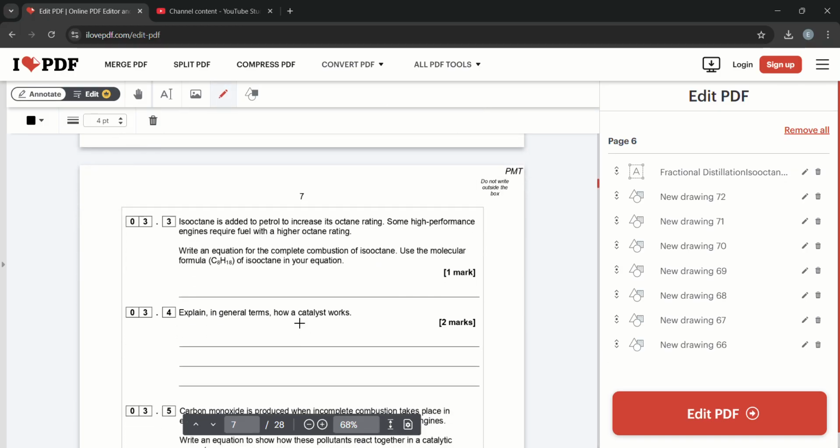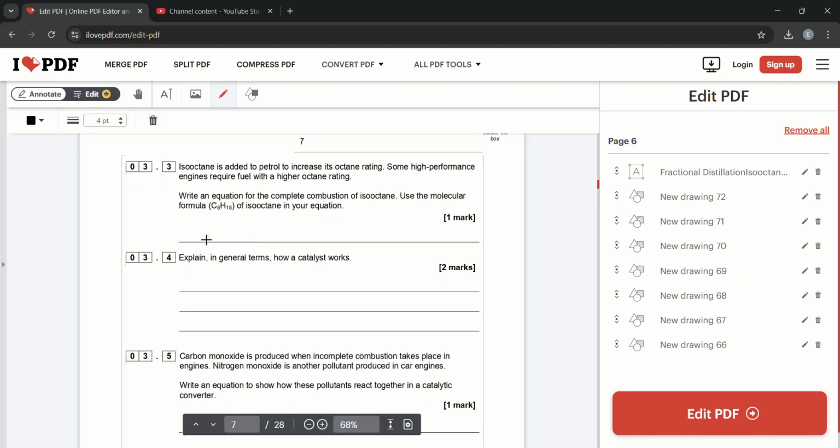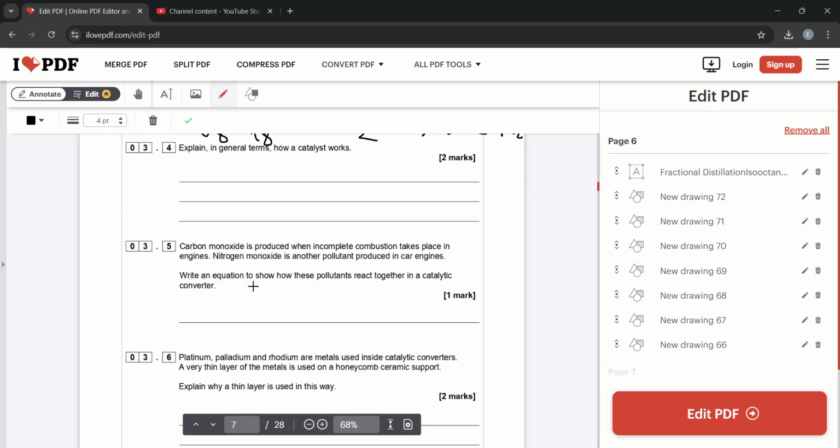Write an equation for complete combustion of isooctane using molecular formula in your equation. So C8H18. When it's complete combustion, we've got more than enough oxygen and we form carbon dioxide and water. So we've got 8 carbons on the left hand side, so we're going to have 8 here. 18 hydrogens on the left hand side, we're going to have a 9 here. Now how many oxygens do we have on the right hand side? 16 plus 9, what's that? That's 25, so therefore we're going to have 12.5, 25 over 2, on this side.